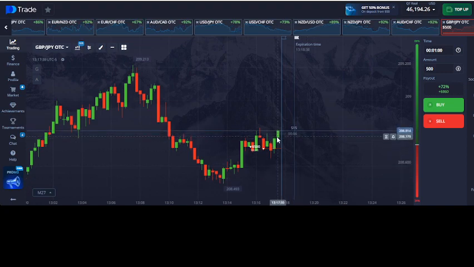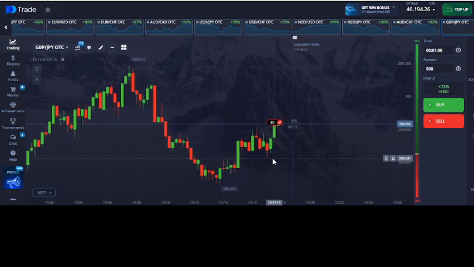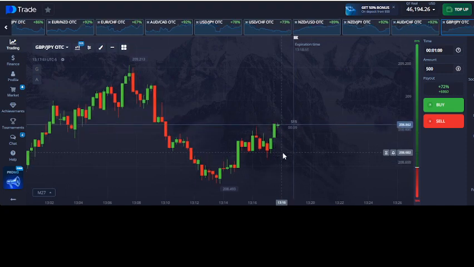Okay, a gap just formed here. Looks like we're gonna lose this trade. All right, we lost that trade. All right, let's keep going here.